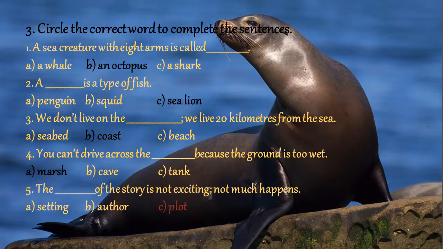The dash of the story is not exciting, not much happens. The setting is the place, okay? The author, the writer. The correct option is the plot of the story is not exciting. Plot means the events, the rise, the fall, the climax, the end, okay? These are events in a story. If not exciting, it means not much happens.